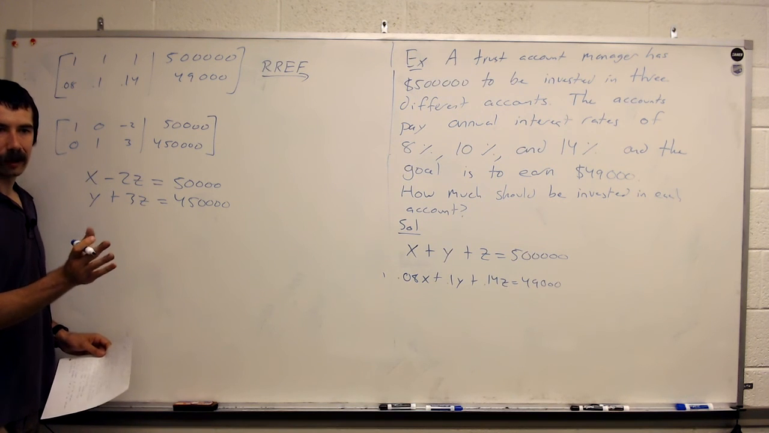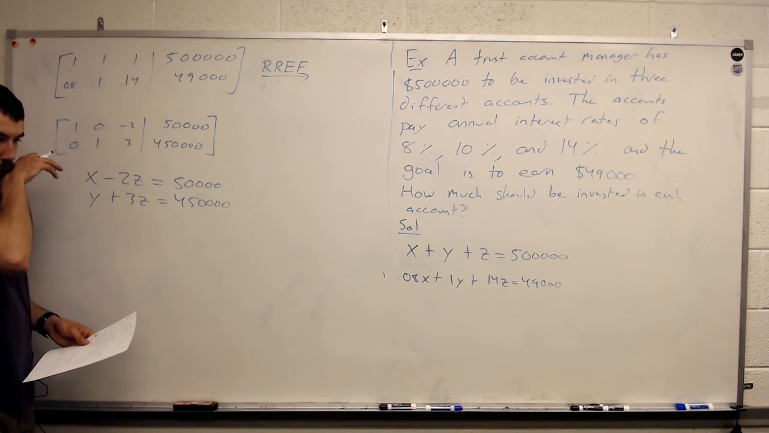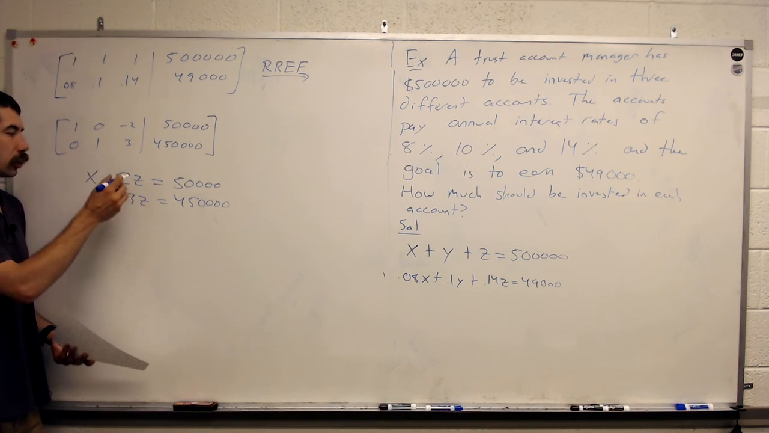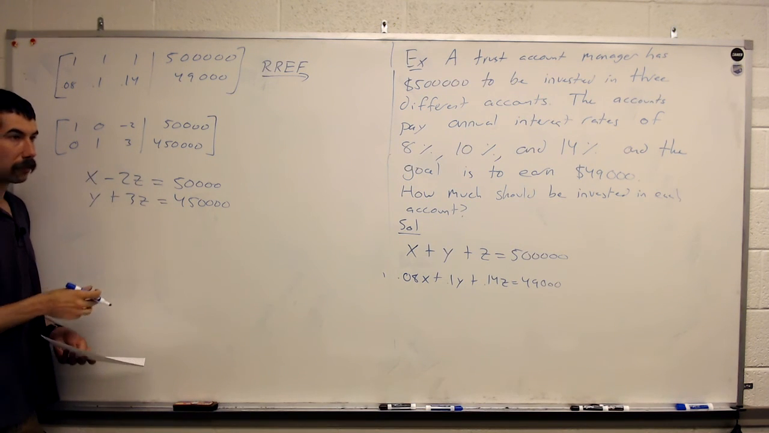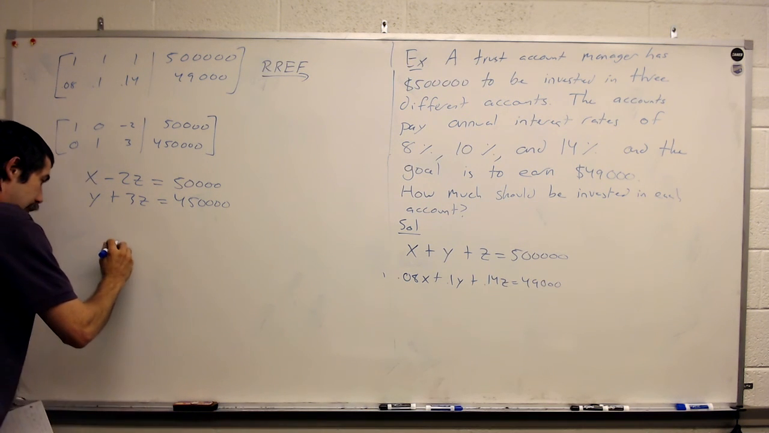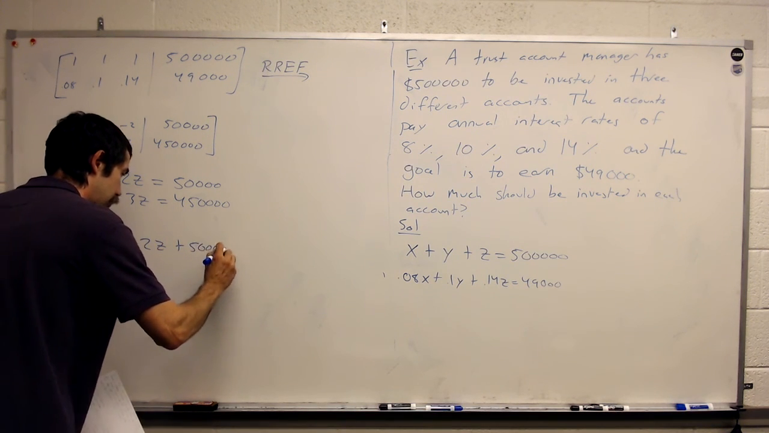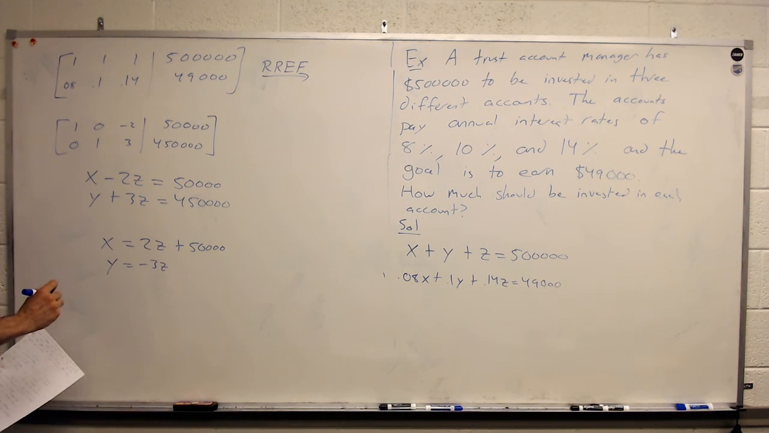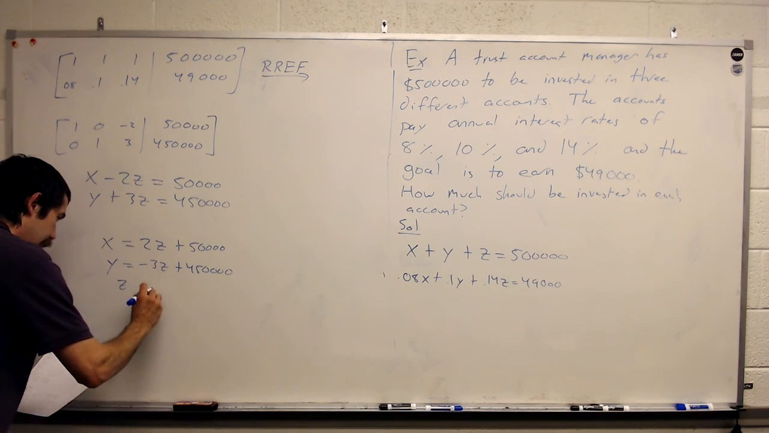There's no inconsistencies here, right? We don't have a 0 equals 1, so that's great. That's saying it is possible to find a solution. And so we don't have an equation for each of the variables, so there's going to be infinitely many solutions. So what do we do? We want to get the leading variables in terms of the later variables in the matrix. So let's solve for x in terms of z, and we'll solve for y in terms of z. This gives us that x is 2z plus 50,000, and y is minus 3z plus 450,000. And z can be anything.